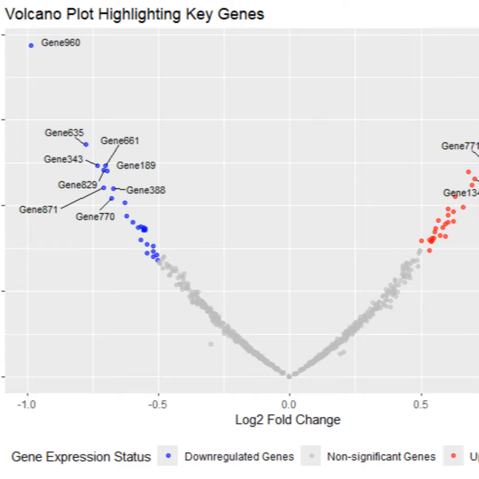Absolutely. Another common mistake is having an overcrowded plot. Imagine trying to decipher a volcano plot with thousands of densely packed points. It'd be like trying to find a specific star in a galaxy with the naked eye. That sounds like my email inbox some days.